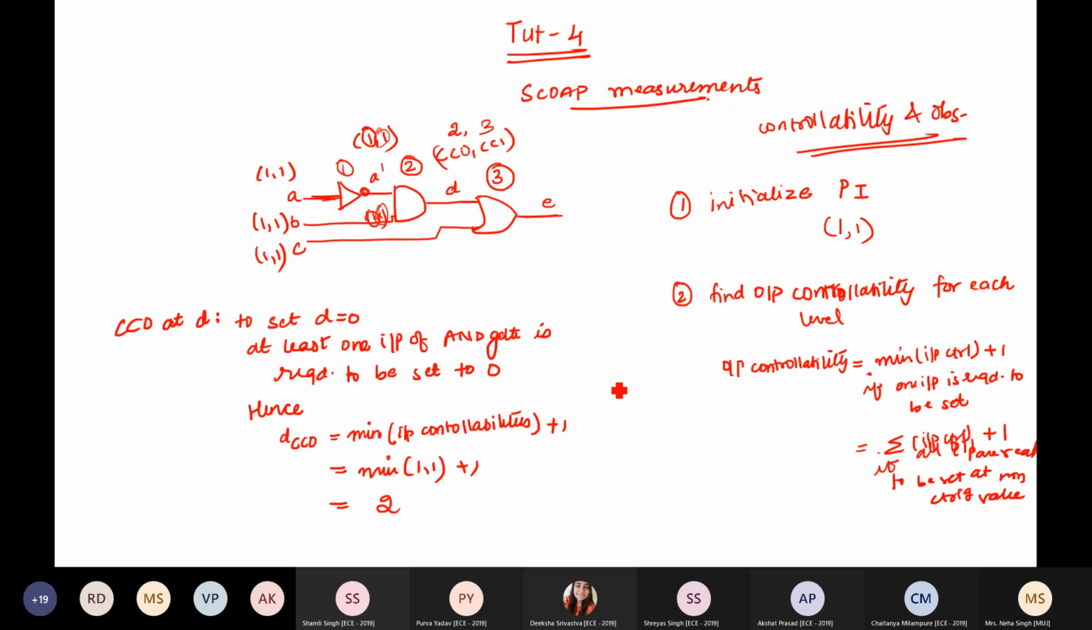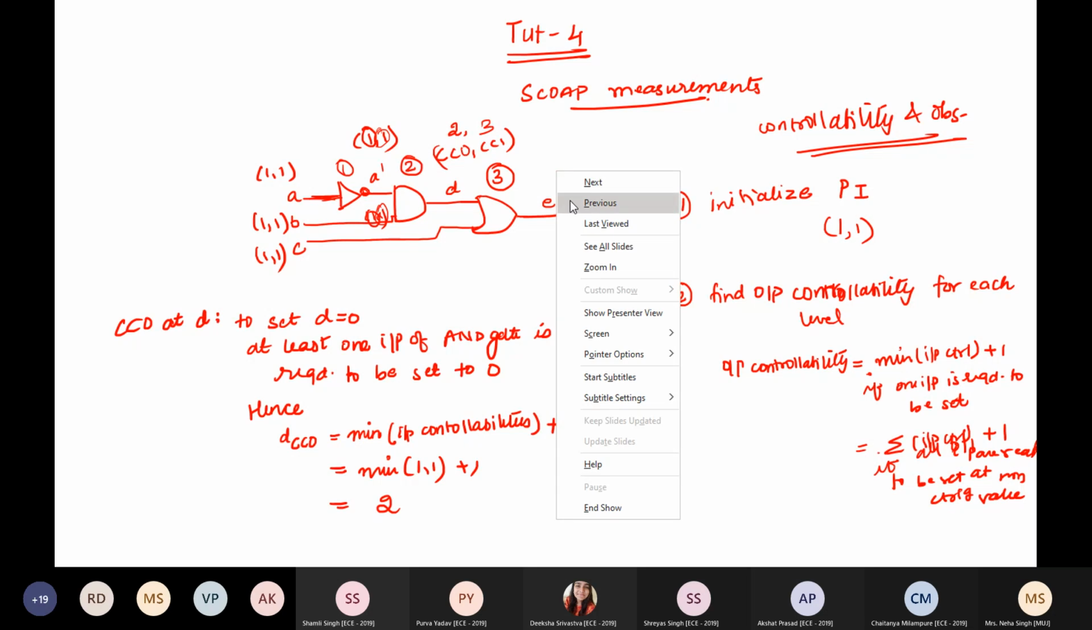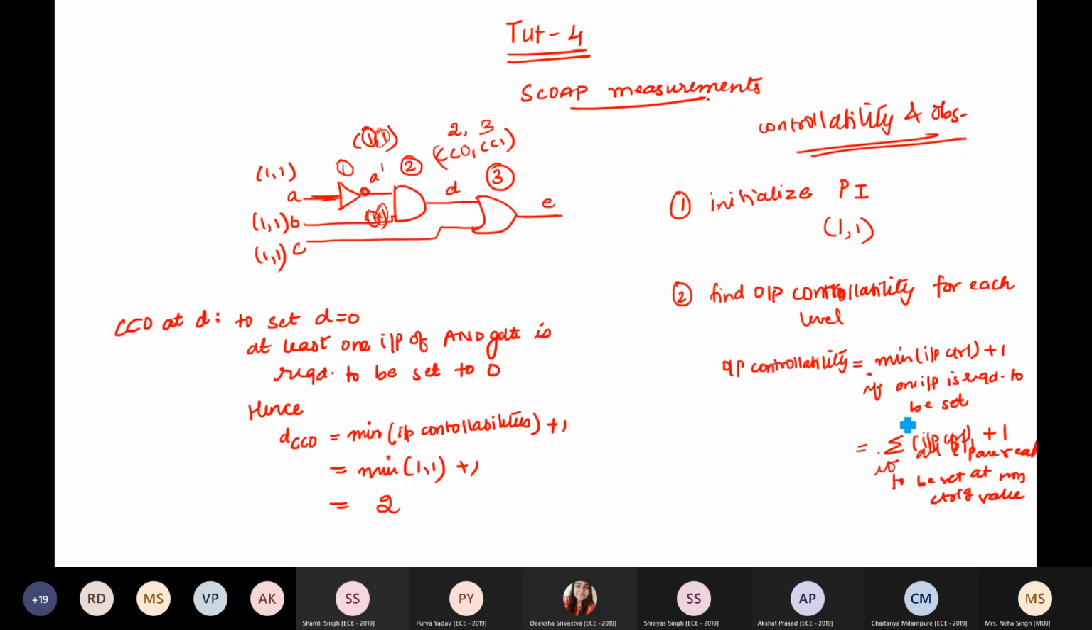This is about controllability. For observability, you work in the opposite way. Opposite way in the sense that you move from primary output towards primary input. So this is my primary output. Now instead of initializing the primary input, we initialize the primary output, but the initial value of the observability at primary output is 0.